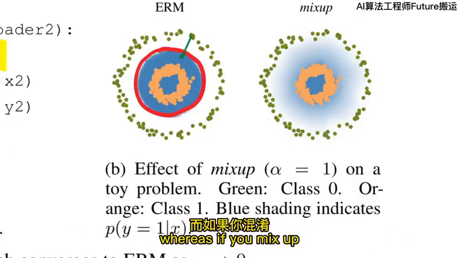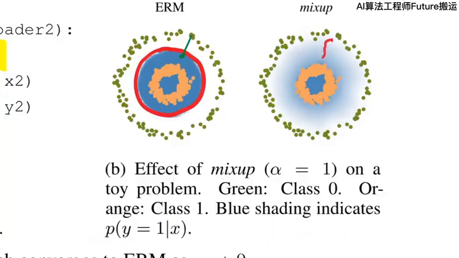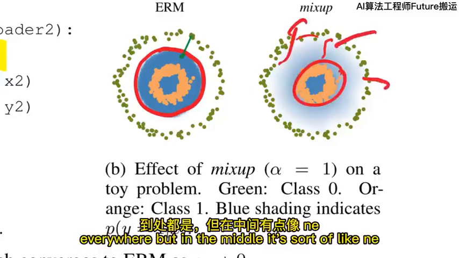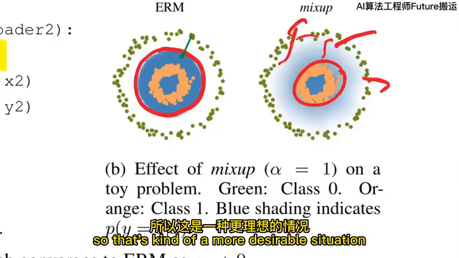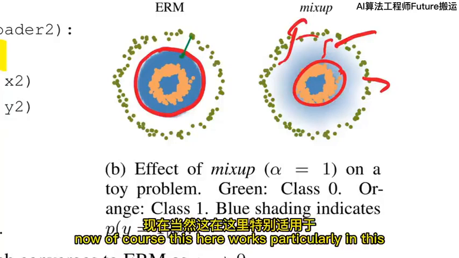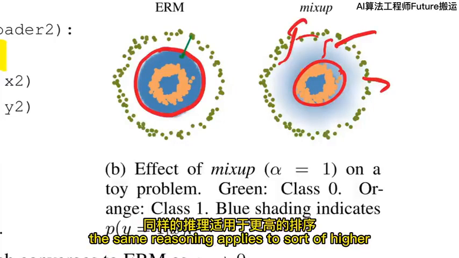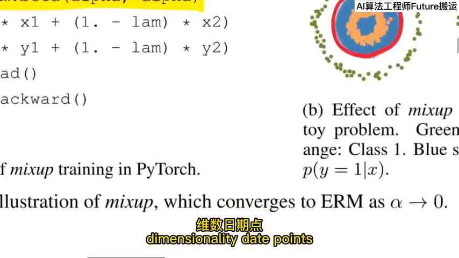Right? Whereas if you use Mixup, your border is much more fuzzy. It's only really sure here and out here everywhere. But in the middle, it's sort of like, I don't know. And so that's kind of a more desirable situation. Now, of course, this works particularly in this linear 2D setting, but as we can see, the same reasoning applies to higher layers and higher dimensionality data points.